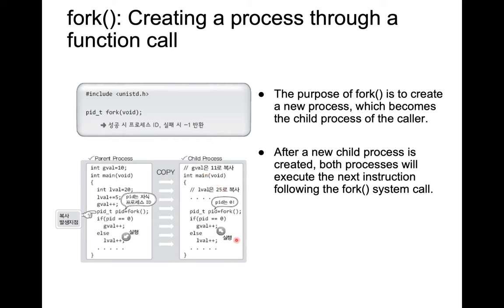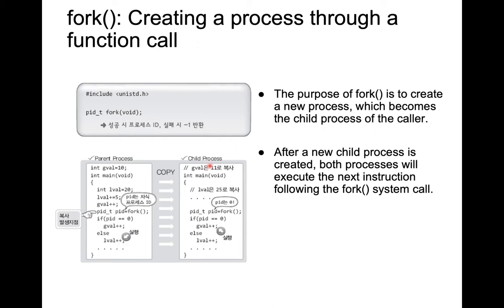When the child process is running, it will also be using the same variables that the parent process was running. The child process is always allocated the zero PID. When you call the fork function, it stores the process ID here, and the process ID for the child process is always equal to 0. So if it is equal to 0, it will increment gval++, and if it is not equal to 0, it will increment lval++.